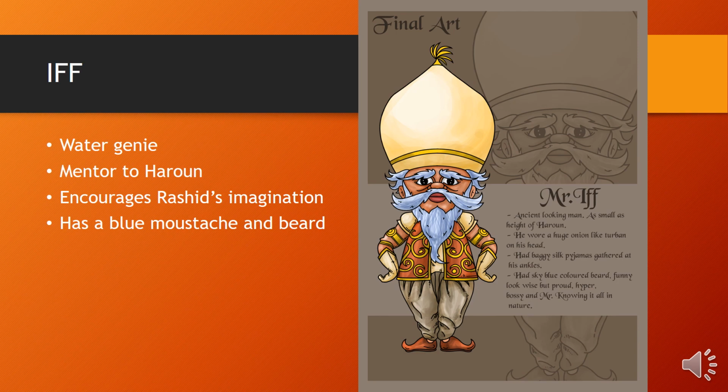He does this by a kind of magical process that it says can't really be explained, but somehow involves a fountain, like a magic fountain, that he feeds Haroun's and Rashid's imagination through. He also has a blue mustache and beard. Pretty cool. So maybe you can think of the genie from Aladdin, a sort of similar type of figure in the book.